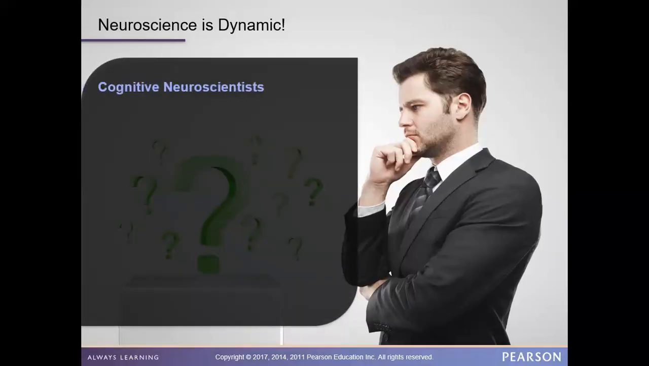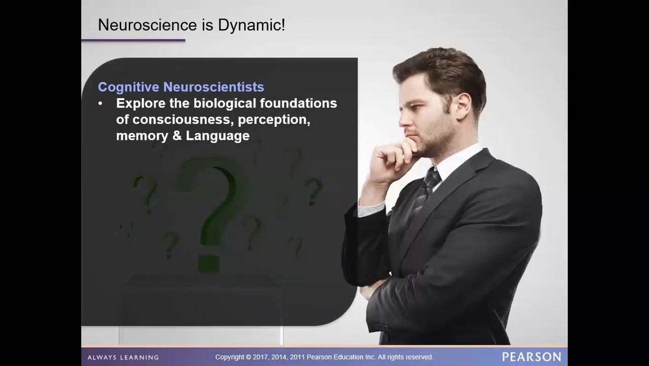There's several different types of neuroscientists. So first, there are these cognitive neuroscientists. These people explore the biological foundations of consciousness, perception, memory, and language. So very focused on the ways in which the mind reacts biologically to these foundations of consciousness, this awareness of the world around us. How do we perceive things? How do we memorize? Our ability to acquire language. Neuroscientists will be interested in the interaction between the nervous system and our ability to acquire language.